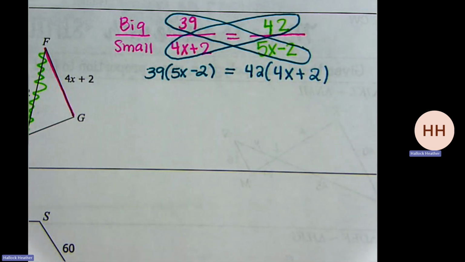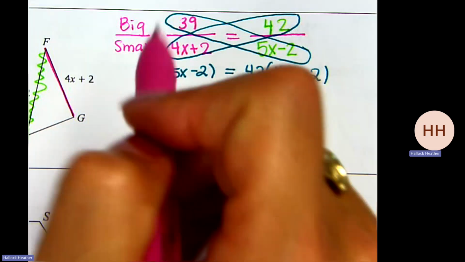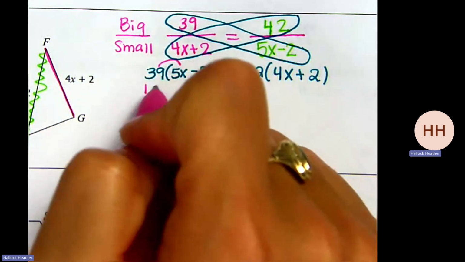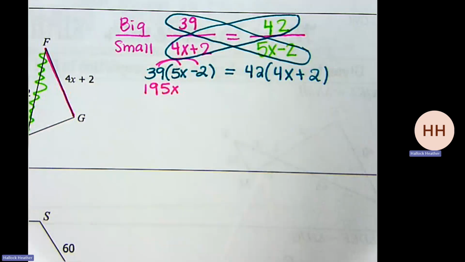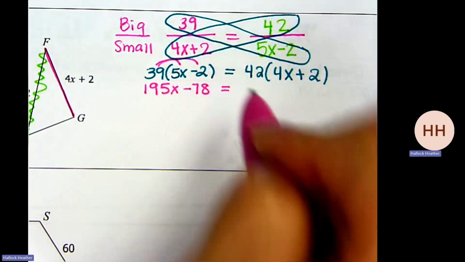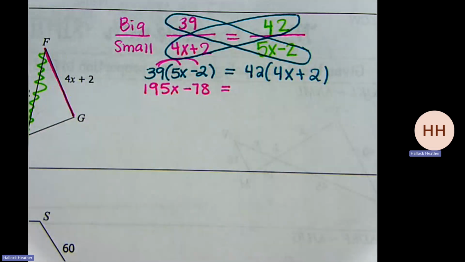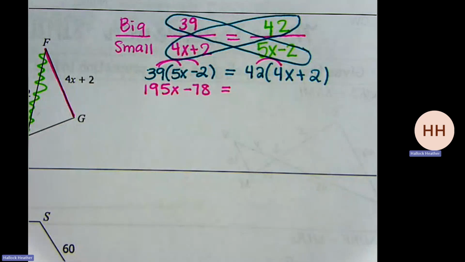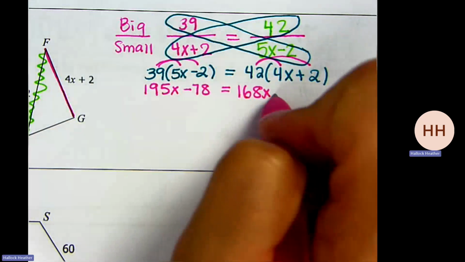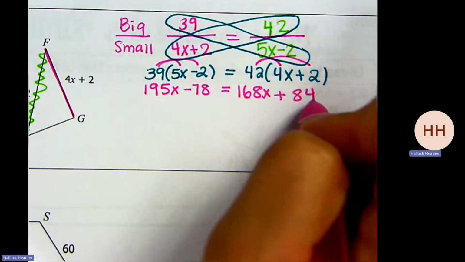So I'm going to have to use the distributive property. So I'm going to distribute the 39 into the parentheses. So 39 times 5x, I need a calculator because I don't know this off the top of my head. 39 times 5 is 195x. 39 times 2 is 78, so minus 78 equals, and then on the other side, I'm going to do the same thing. I'm going to distribute 42 into the parentheses, so 42 times 4 is 168x, and 42 times 2 is 84.